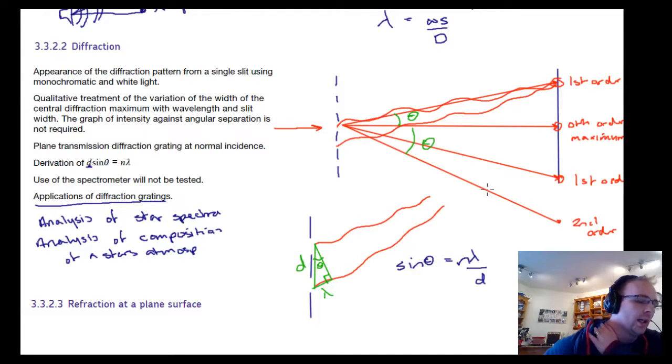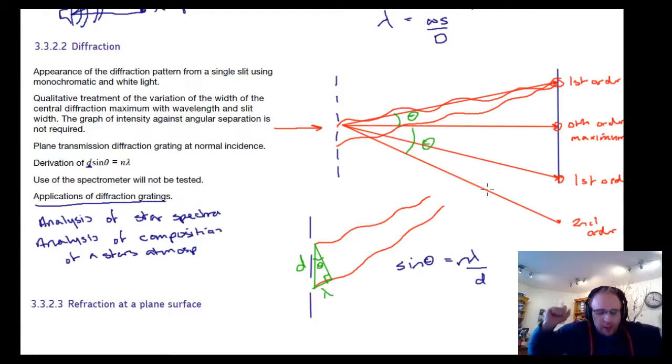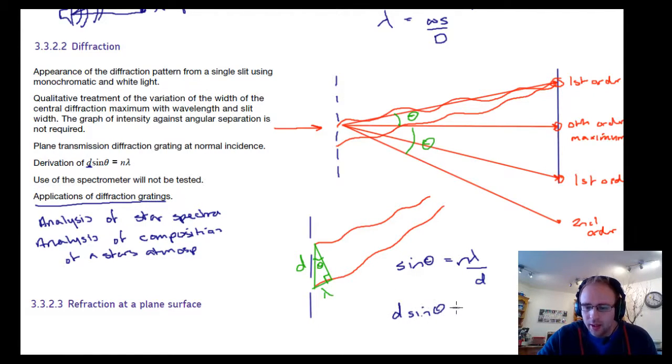Yes, George, absolutely. We'll take a look at star spectra in terms of analysing the composition of stars' atmosphere. We rearrange this to get the equation we've got above, so we get d sine theta equals n lambda. Ace.